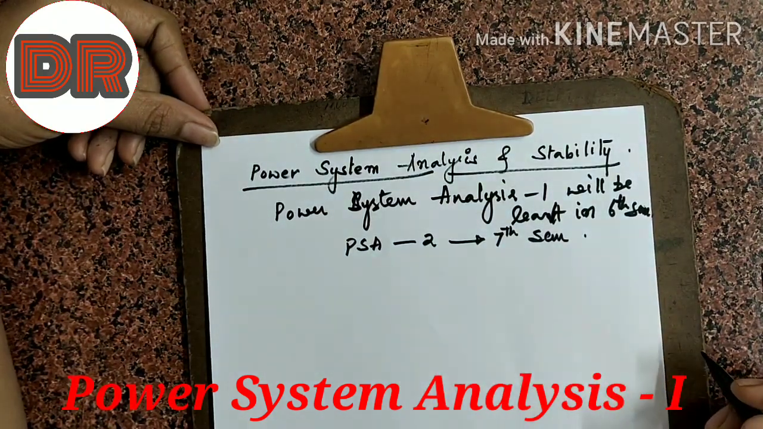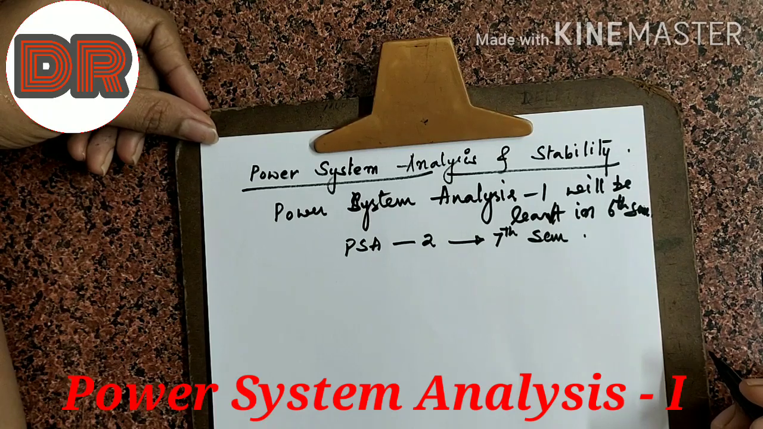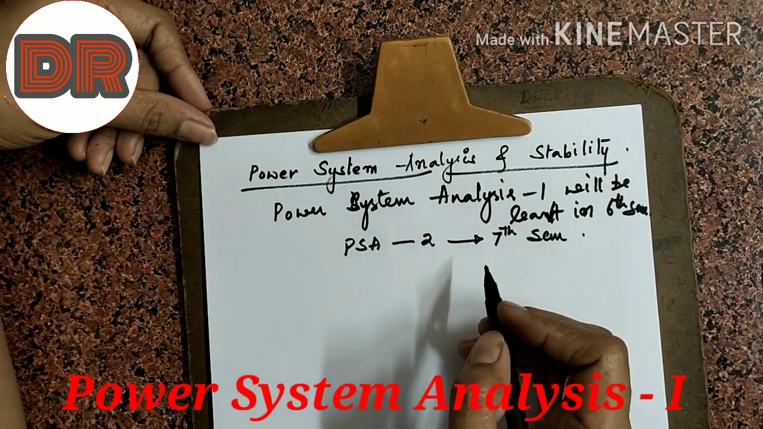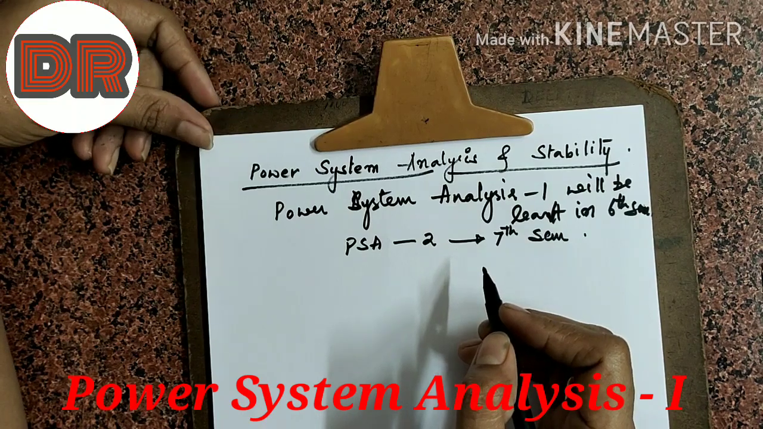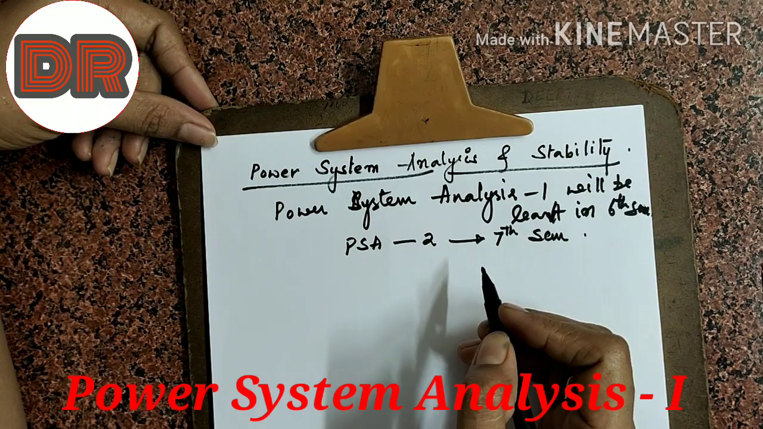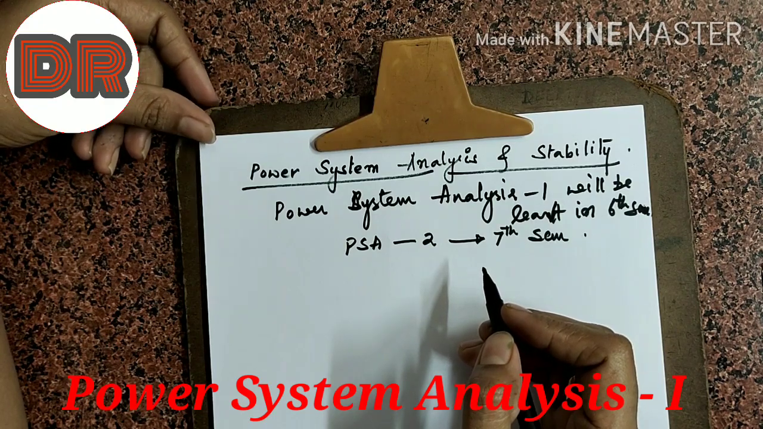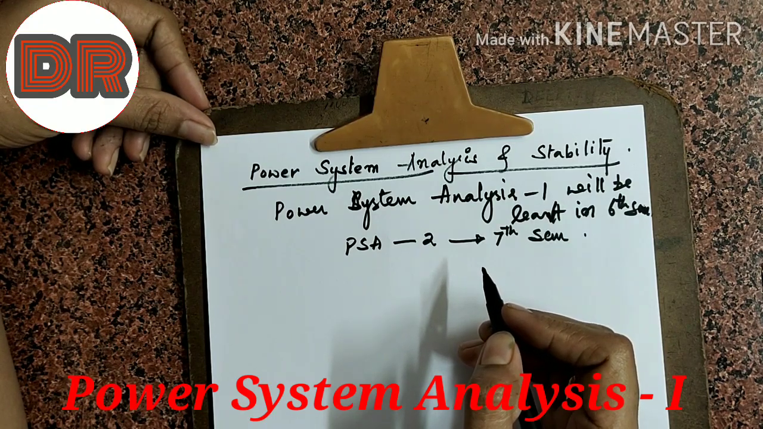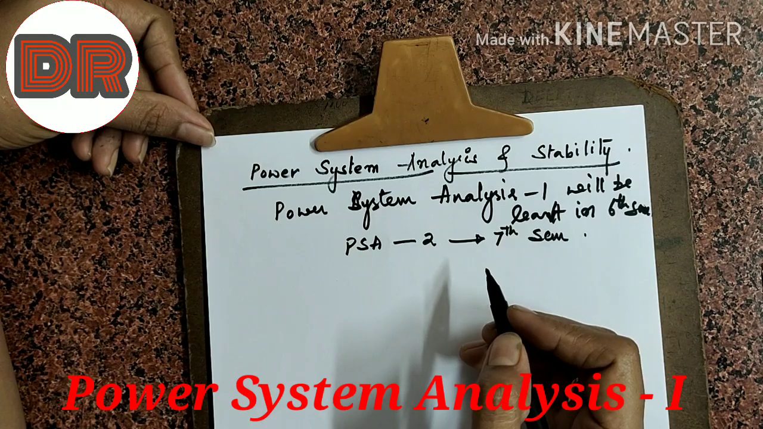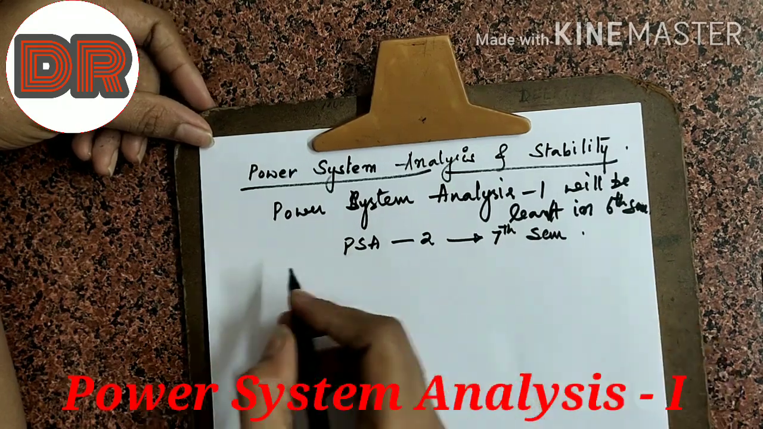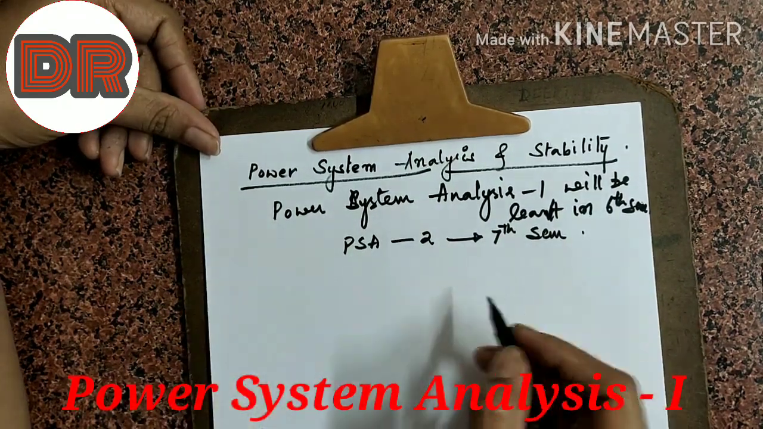This video is an introduction to PSA 1, and in this video we'll be discussing the representation of power system components. A power system mainly consists of generating stations, transmission lines and distribution systems. Normally, when we are doing the analysis of a power system, these components are represented with the help of a single line diagram. Let me show you a simple power system network.